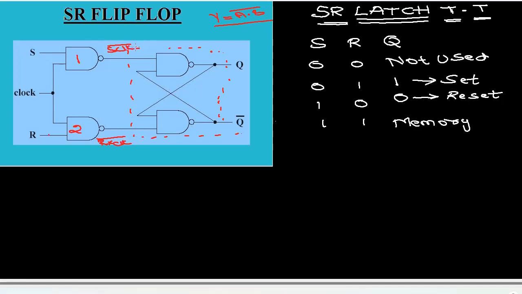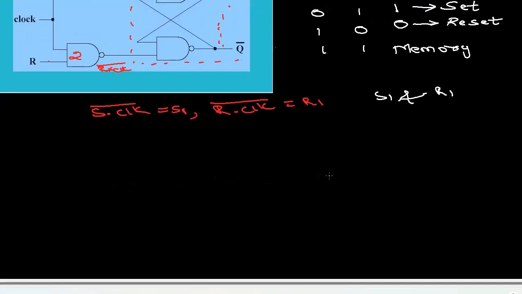Here I am taking S into clock complement as S1, and R into clock complement as R1. Now the input values for the latch are S1 and R1. Using the latch, we can derive the input values from the truth table of the SR latch.